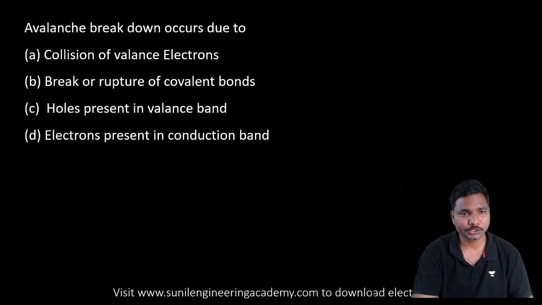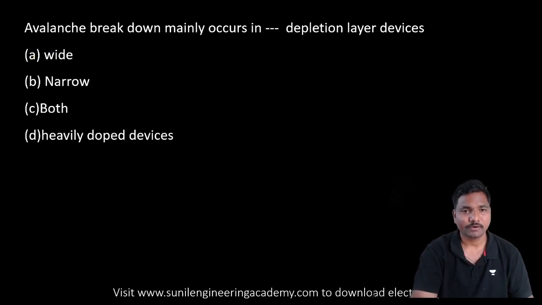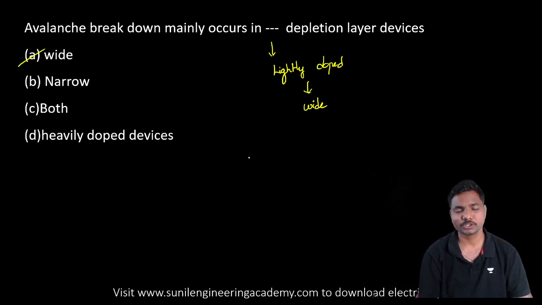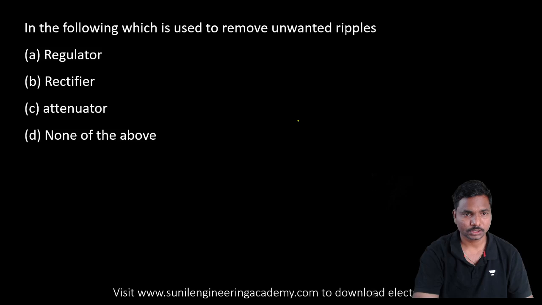Avalanche breakdown occurs due to dash. Due to collision of valence electrons. I have already given that avalanche breakdown is the lightly doped case, correct? Lightly doped in the sense of a wide depletion region. I think all of you are clear. Many students just learn these questions by heart, na. That is not required if we understand in a simple way. And coming to the next question.